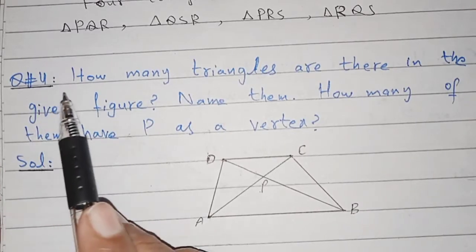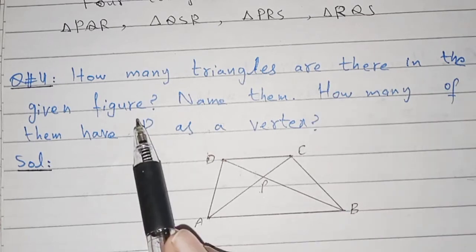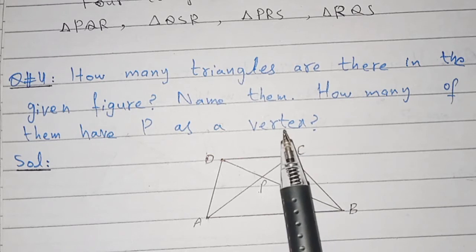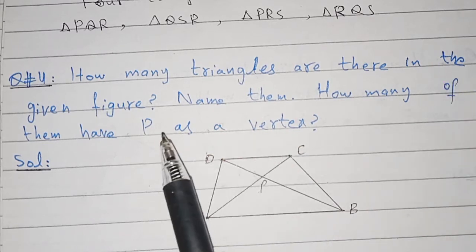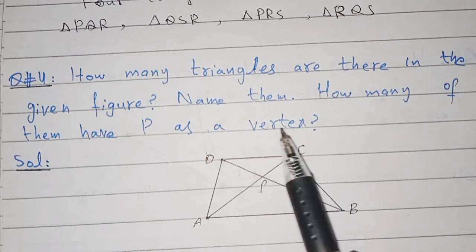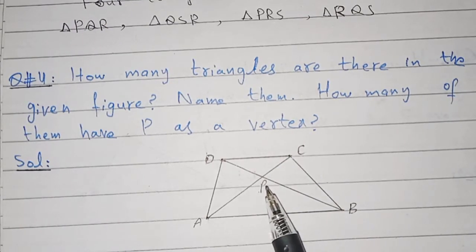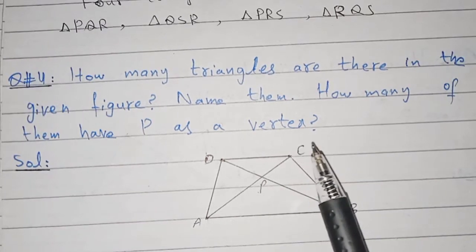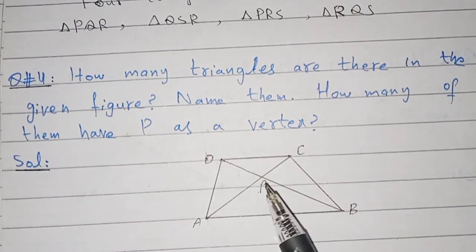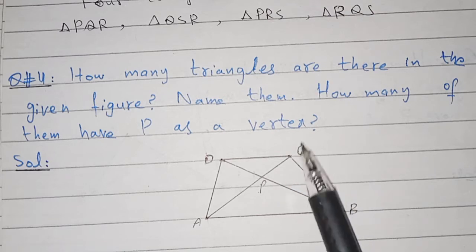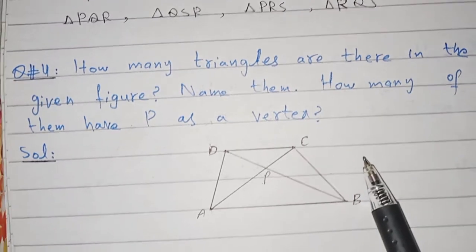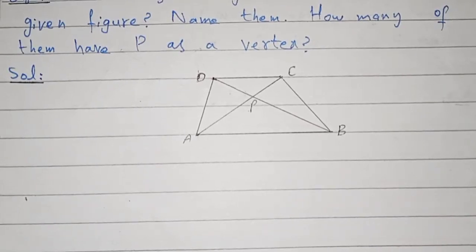Now question number 4 is written as, how many triangles are there in the given figure? The figure is given. We have to count how many triangles are given. We will name it. How many of them have P as vertex? Vertex means common point. Any triangle has 3 vertices, meaning 3 angles or 3 corners. These are called vertices. So we have to find how many triangles there are. We will make the diagrams and then decide how many there can be.